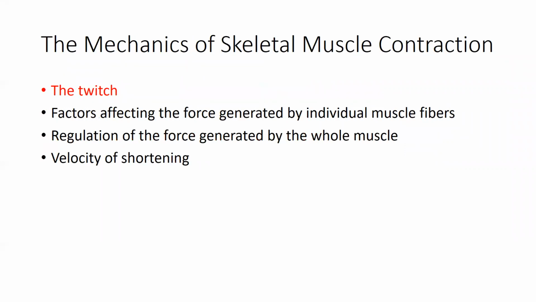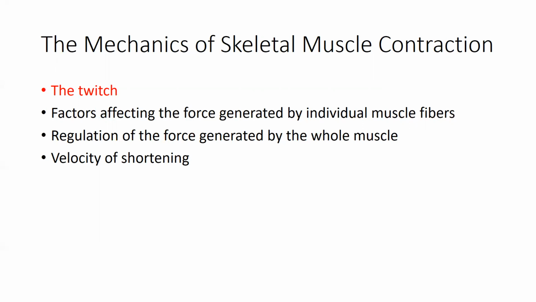First thing we'll look at is the twitch. Okay, the twitch. The twitch is the phenomenon that if you took a piece of muscle, let's say a researcher was in a lab studying muscle, and you took a piece of muscle, suspended it, right? And you stimulate it with enough force to mimic an action potential, like a motor neuron would.